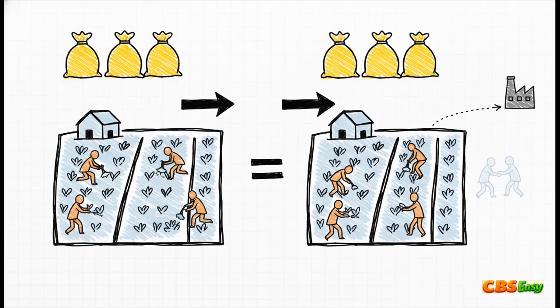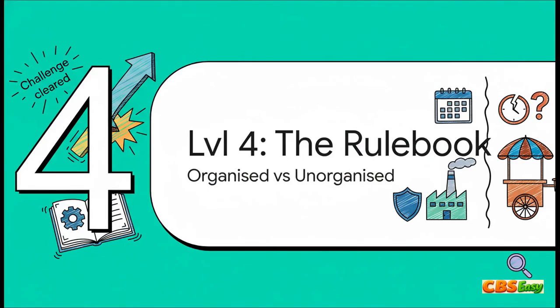Let's just take the story of Lakshmi's family. There are 5 members working on their small plot of land, but the work could actually be done by just 3 people. So even if 2 of them leave and get a job in a factory, the farm's output, the amount of crops they grow, stays exactly the same. Those 2 family members were underemployed. They were working, sure, but their work wasn't actually adding any extra production. Hidden challenge cleared. Nice. Now for level 4, where we learn the rules of the game.